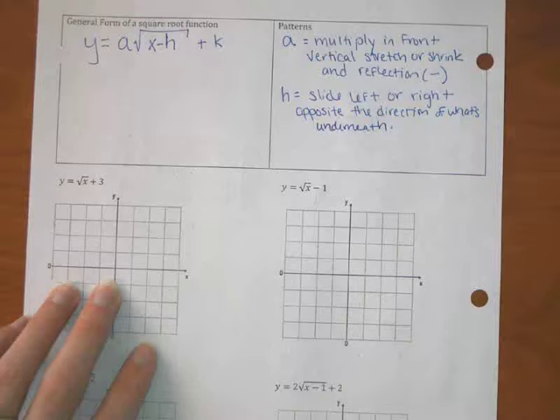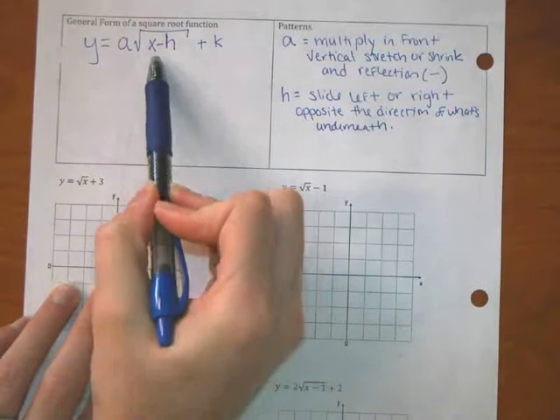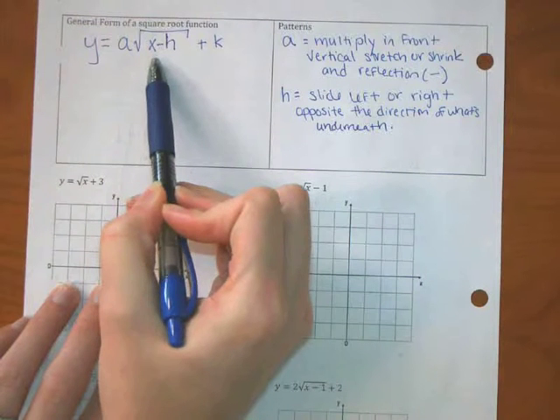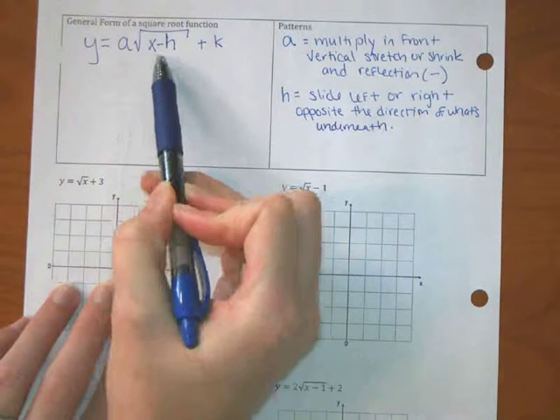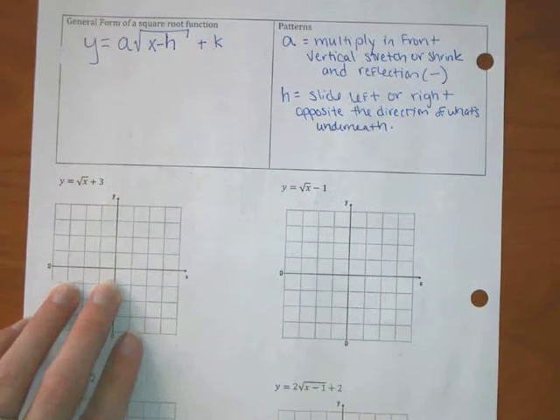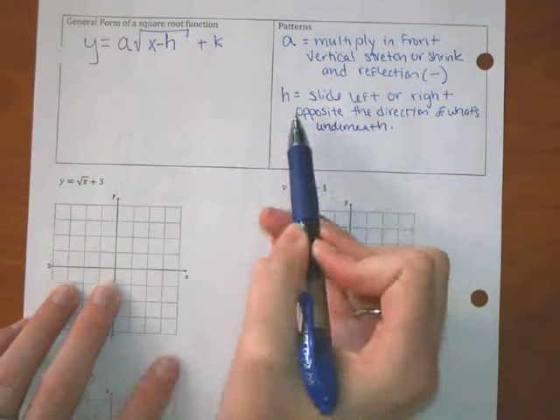What's the opposite of 3? Negative 3. So what's something that we think of when we think of opposite? Negative. Do I have a negative here? Yes. So this negative is really important. If I have a 3 here for h, we would move to the right 3. So it's very against what you want to do. So we need to be really careful with our h's.